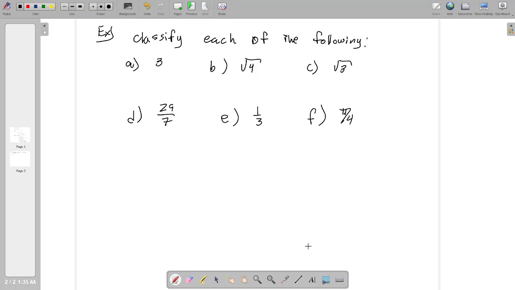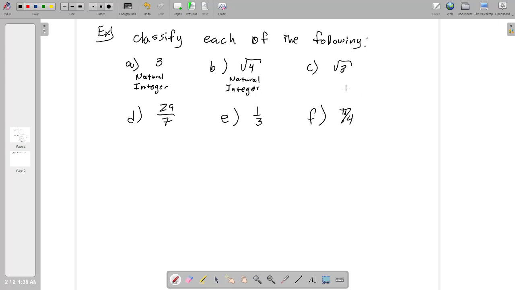All right. So a, I think everyone can look at this and say this is definitely an integer. It's an integer, but it's also a natural number. It's one of the counting numbers, so it is both of these. Square root of 4 reduces to 2, so it's also an integer, and a natural number as well. If this was a negative, then it would only be an integer. But since they're both positive, we have integers and naturals.